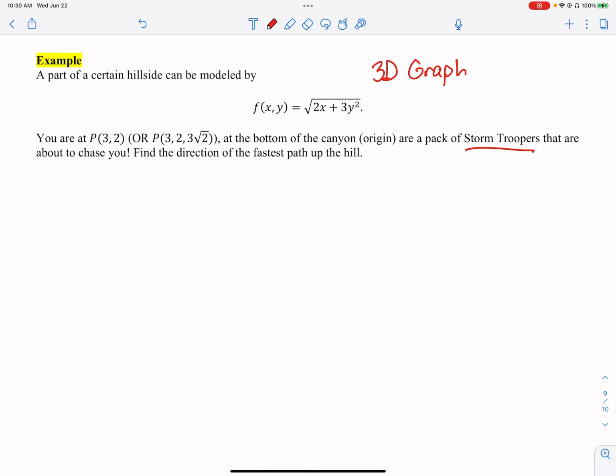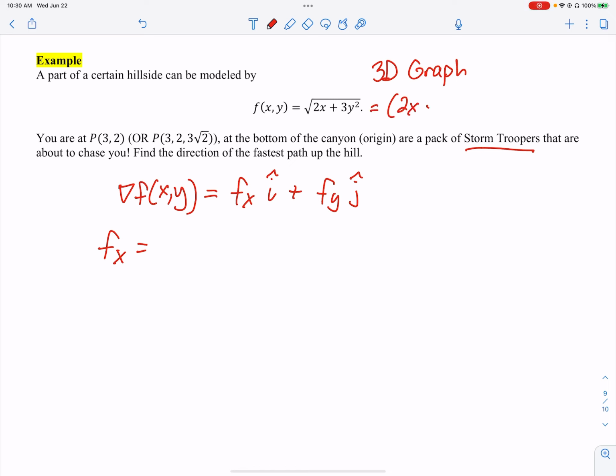All right, our gradient is the partial of x with i, and then the partial with respect to y, j. So I just need to find each part of this model. All right, that is just (2x plus 3y squared) to the 1/2. Okay, the 1/2 comes down, (2x plus 3y squared), and then this becomes a negative 1/2, and then the chain rule, we get a 2 from the inside. So the 2's cancel, that's nice.